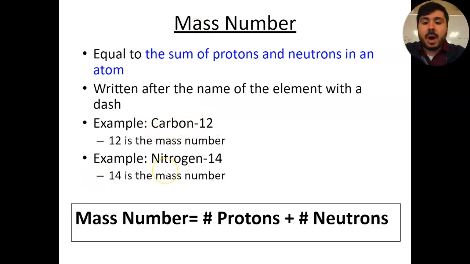If we're going to have nitrogen, for example, nitrogen has a mass number of 14. It's going to be nitrogen-14, right? 14 is the mass number for nitrogen, 12 is the mass number for carbon. And it's a very, very basic calculation, right? Mass number equals number of protons plus number of neutrons, and that's it, okay? You're just adding your number of protons to your number of neutrons.